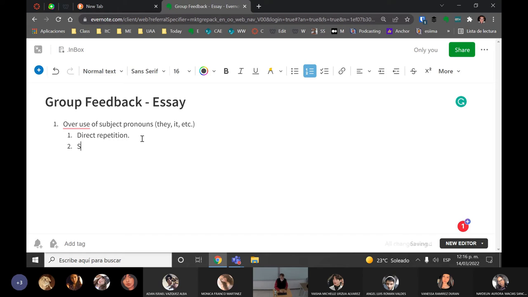Another way to avoid subject pronouns is to use synonyms. So use a word that has a similar meaning to the antecedent of the pronoun. That's another way: instead of using a pronoun, instead of using it, use a synonym. And that's a very good way to avoid the pronouns.